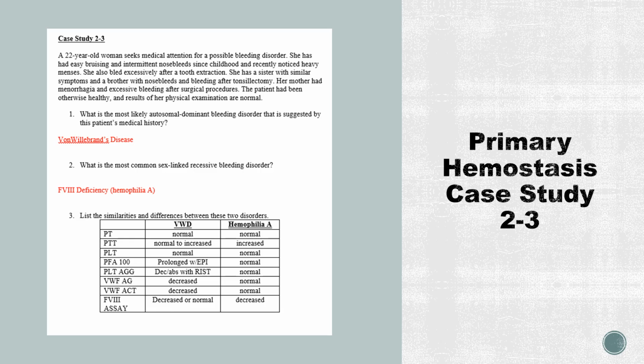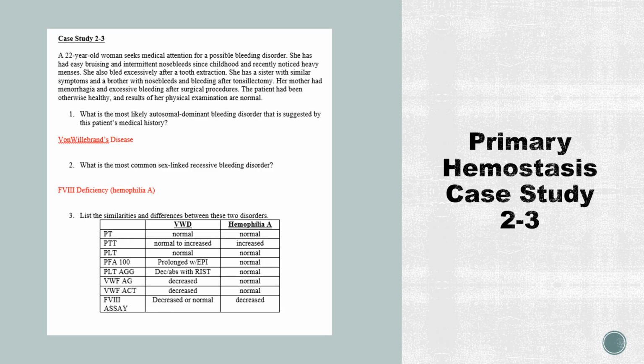What is the most likely autosomal dominant bleeding disorder that is suggested by this patient's history? Well, looking at her family history, she certainly has some type of inherited disorder. She has 2 siblings and a parent. She's a female, and the signs and symptoms that we're looking at could be very indicative of von Willebrand's disease. That would be my suspicion. What is the most common sex-linked recessive bleeding disorder? That would be factor VIII deficiency, which is hemophilia A.